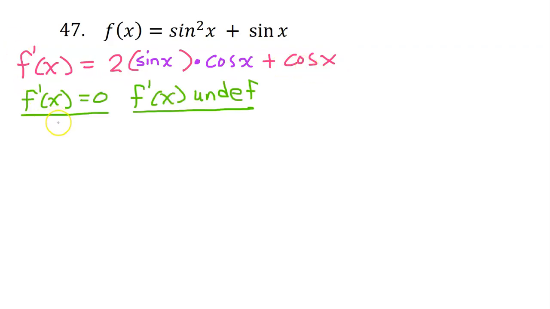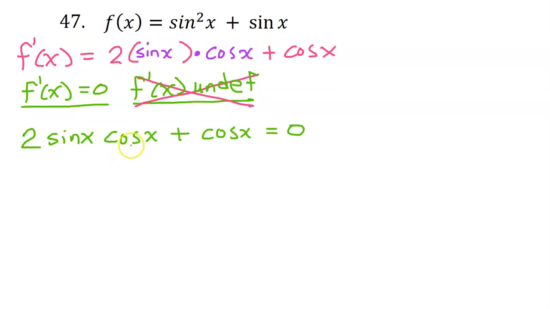Next, we need to find the critical numbers. These are the values of x that will either cause f prime to equal 0 or be undefined. There are no values of x that will cause cosine or sine to be undefined, so we don't have to worry about this part. So let's just set f prime equal to 0 and solve.